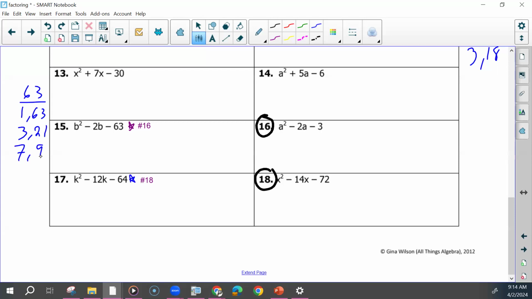And then of those, which ones could we add or subtract to get negative 2? 7 and 9. Which one would be the negative? B plus 7 and B minus 9. So again, if you like rules, if you see two minuses, one of your factors will be a negative. The bigger number is usually that one.